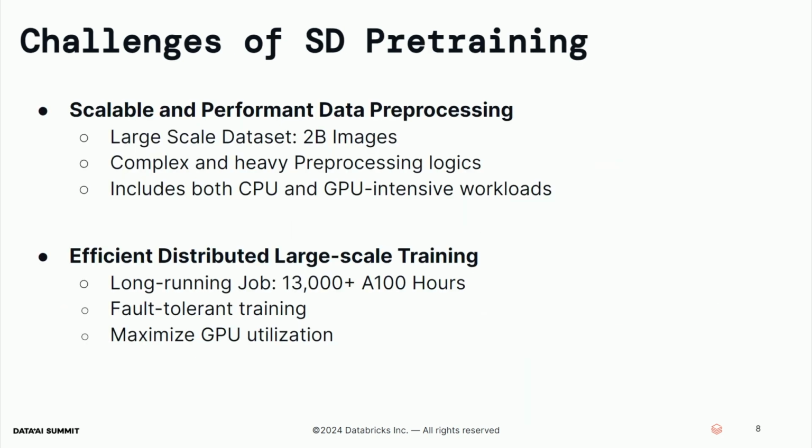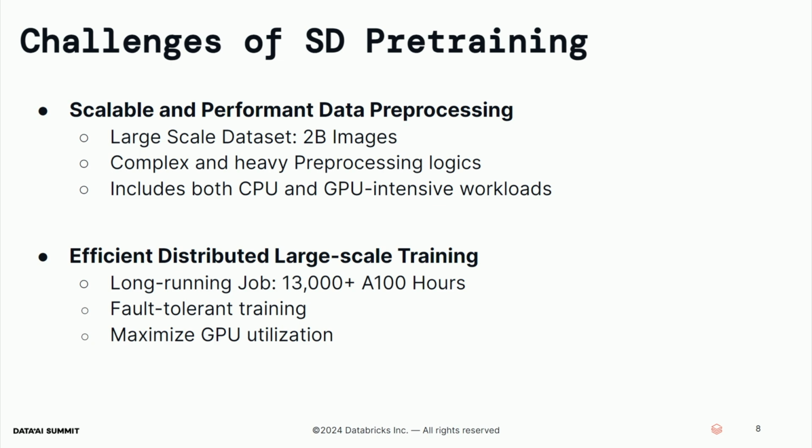However, when we move to large-scale pre-training, there are the following challenges. The first part of challenges is about data preprocessing. Firstly, we have a really large-scale dataset that contains 2 billion images, and the preprocessed image latents contain about several hundred terabytes of data. And secondly, we have complex and heavy preprocessing logic that involves both CPU-intensive and GPU-intensive workloads. How to effectively coordinate and launch these different tasks on the correct devices to maximize your cluster's utilization is another challenge.